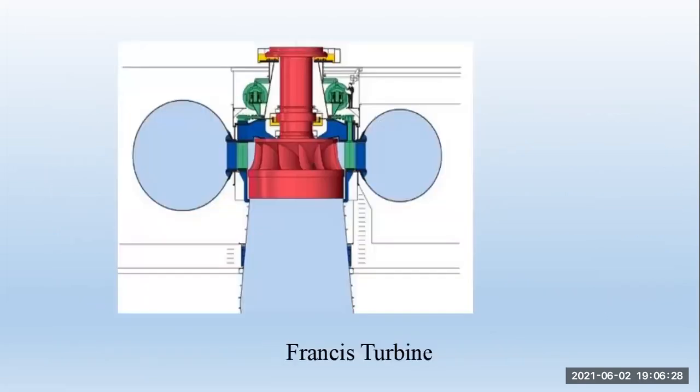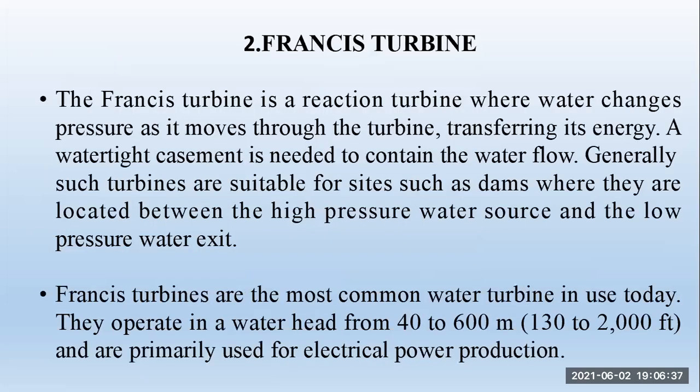Next, the Francis turbine. This is a figure for the Francis turbine. The Francis turbine is a reaction turbine where water changes pressure as it moves through the turbine, transferring its energy. A watertight casement is needed to contain the water flow. Generally, such turbines are suitable for sites such as dams, where they are located between the high pressure water source and the low pressure water exit.